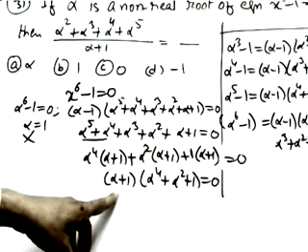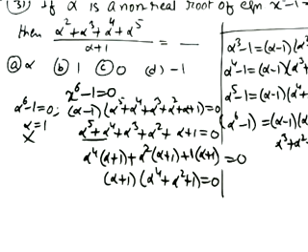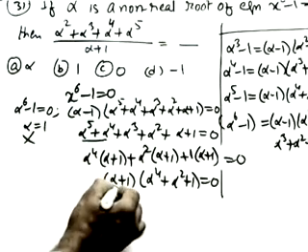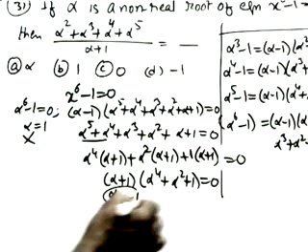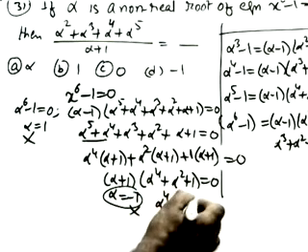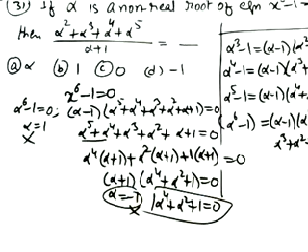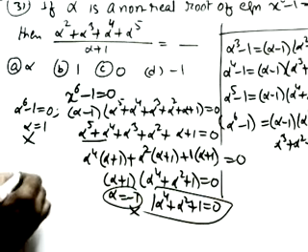So we can write alpha plus 1 into alpha power 4 plus alpha square plus 1 equals 0. Again, one more thing, watch carefully. If we separate this, alpha equals minus 1, but it is not a real root. Therefore, what is left here? Alpha power 4 plus alpha square plus 1 equals 0. Note this one.